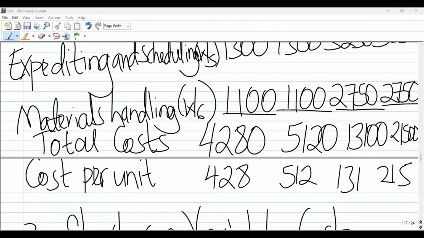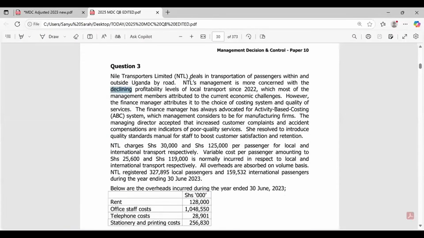So let's look at a past paper question relating to what we've covered here. Let's look at May 2024, question 3. May 2024, question 3. The rest will be your assignment numbers.